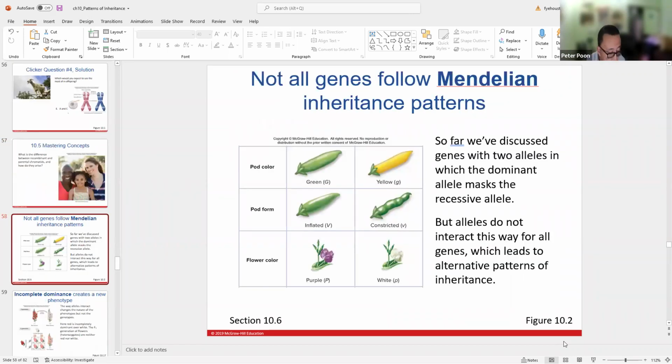All right. So now with the intro to Mendelian genetics, now we're getting to non-Mendelian genetics. Not all genes work this way, where there is a dominant and there's recessive and there's nothing else.